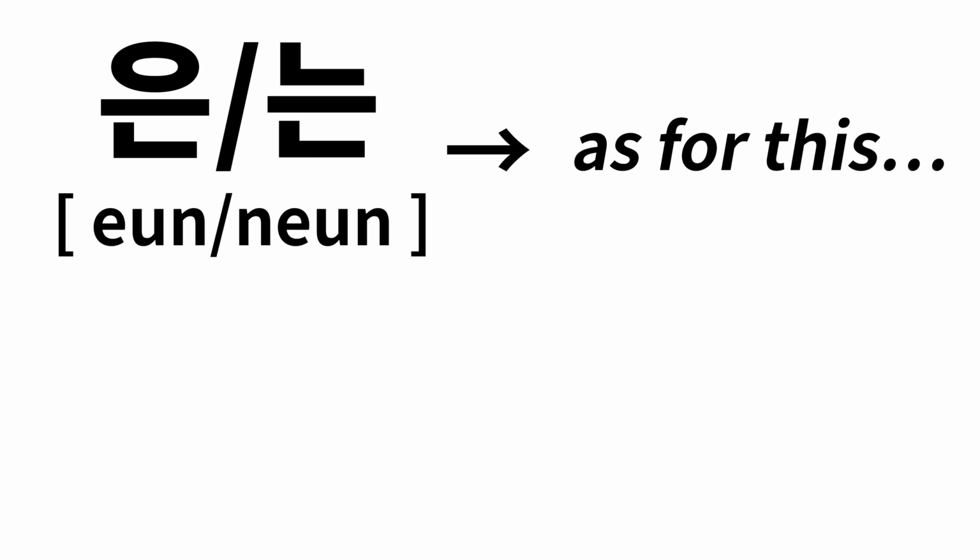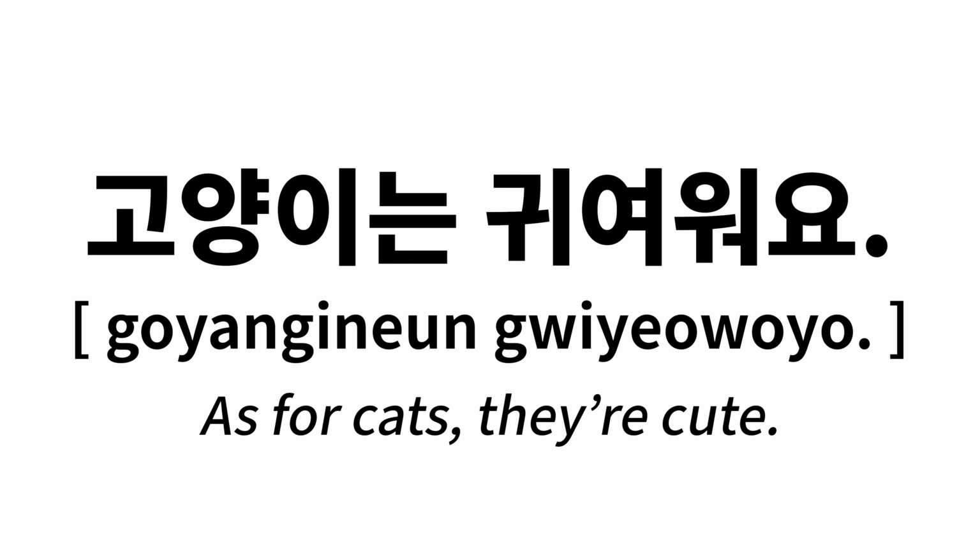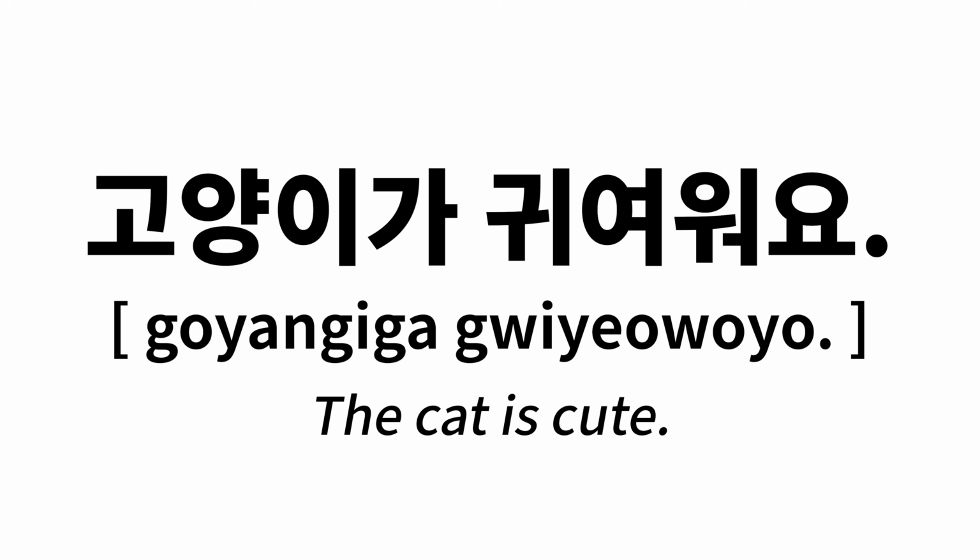Here's the simplest way to understand it. 은, 는 means "as for this." 이, 가 means "this is the one." 은, 는 sets the topic. 이, 가 highlights or identifies something. Here's a simple example. 고양이는 귀여워요. As for cats, they are cute. General statement. 고양이가 귀여워요. The cat is cute.